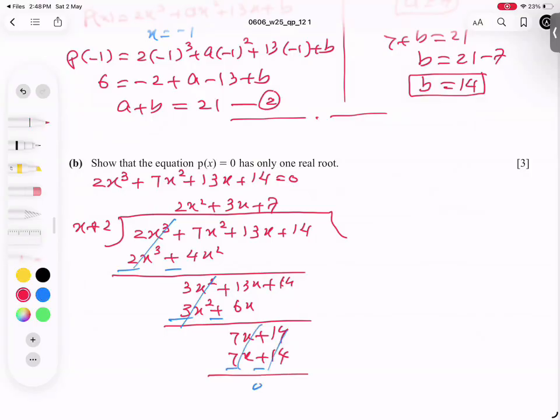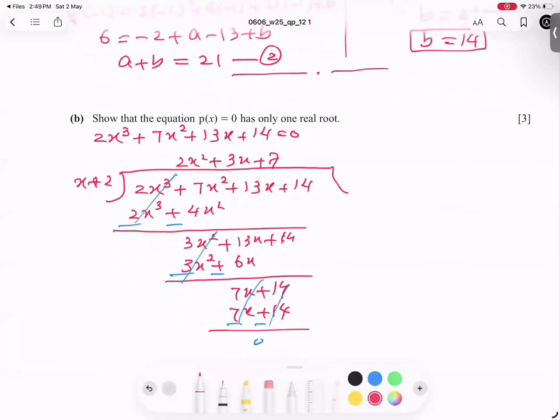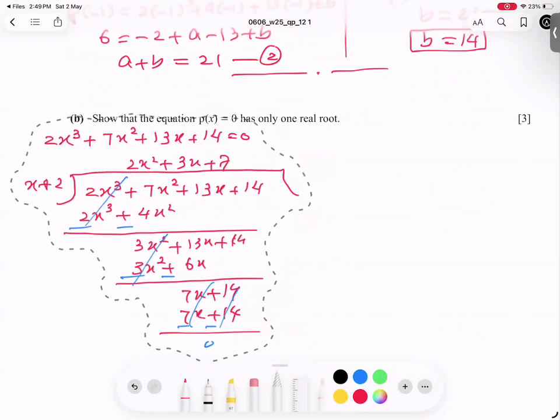And I got this remainder. Now, a very important part is about to come. And what is that important part? Listen carefully, please, everyone. What is the important part?